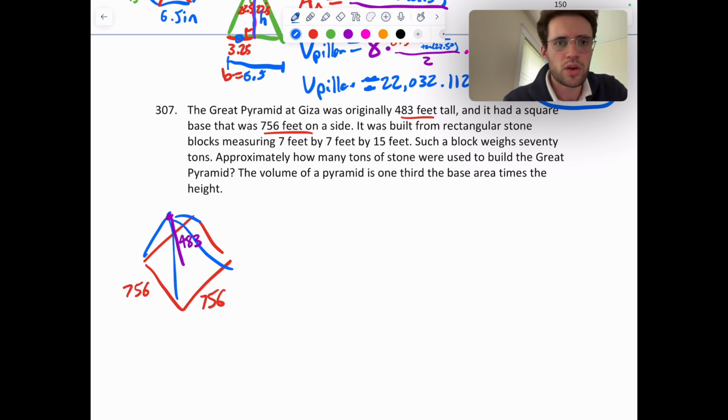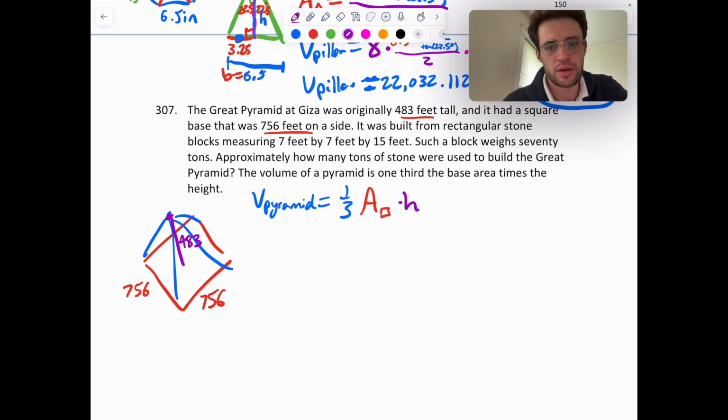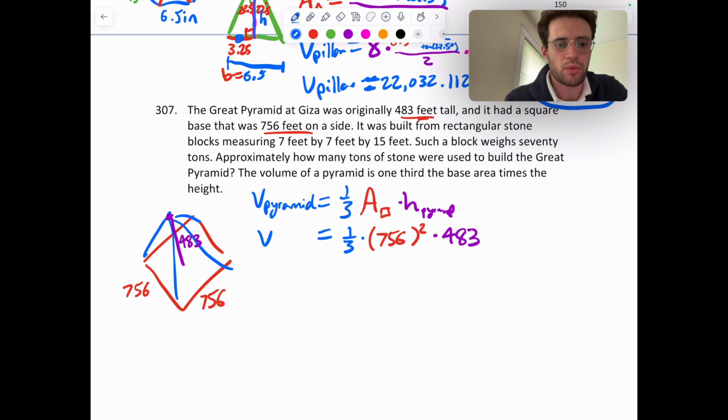Now, the volume of a pyramid is equal to 1/3 times the area of the base. So in this case, it's the area of the square times the height, right? So the height of the pyramid. If we want to find the volume of that pyramid, it's 1/3 times the area of a square, which is side squared, or side times side. So I'm just going to write 756 squared, and these are both in feet, so we're already good, times our height, which is 483. All right, so that's going to be the volume of our pyramid.